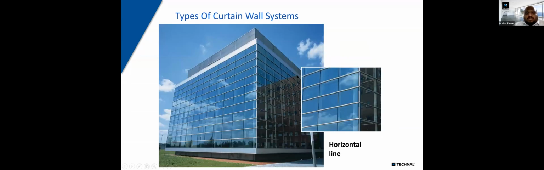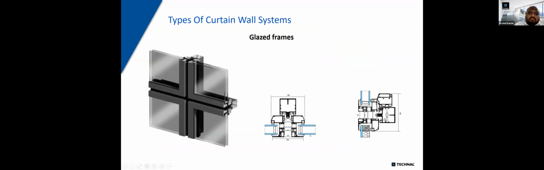So here's a nice image of how the facade looks when you have a horizontal capping and vertical structurally glazed, and vice versa. You can do the other way around as well, with a vertical line and a horizontal structurally glazed, kind of a hybrid solution.